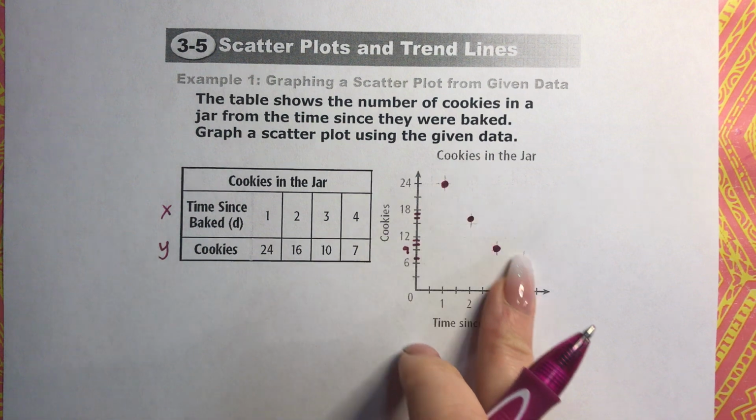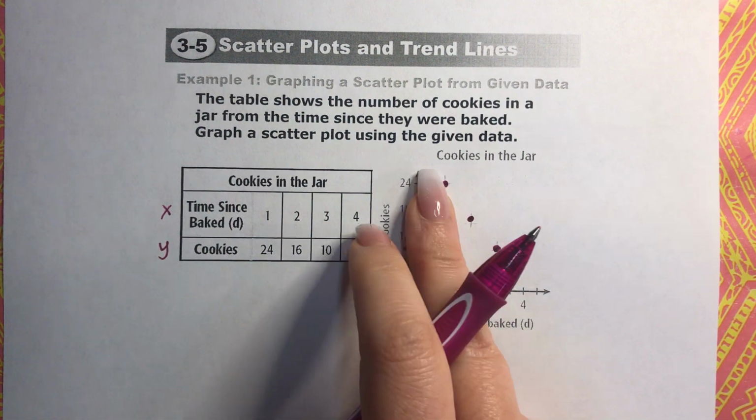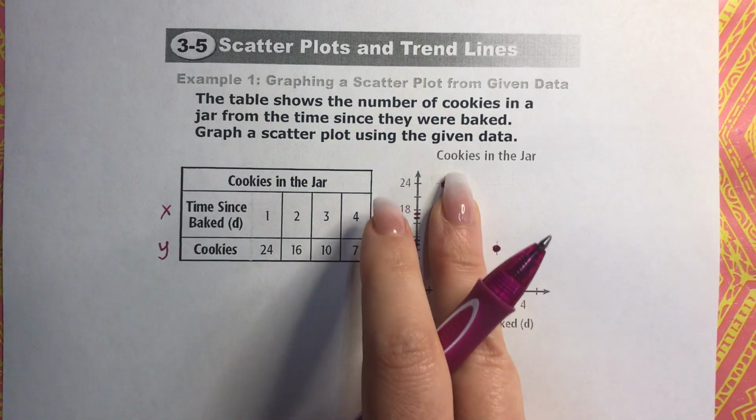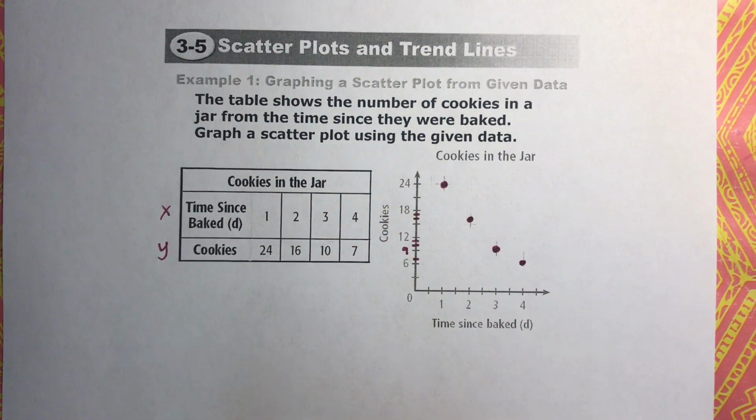Okay. So this one here, what does this look like? Yeah, everything's kind of going down. So I would say that this is a negative correlation. If you thought this was a negative correlation, you would be correct.